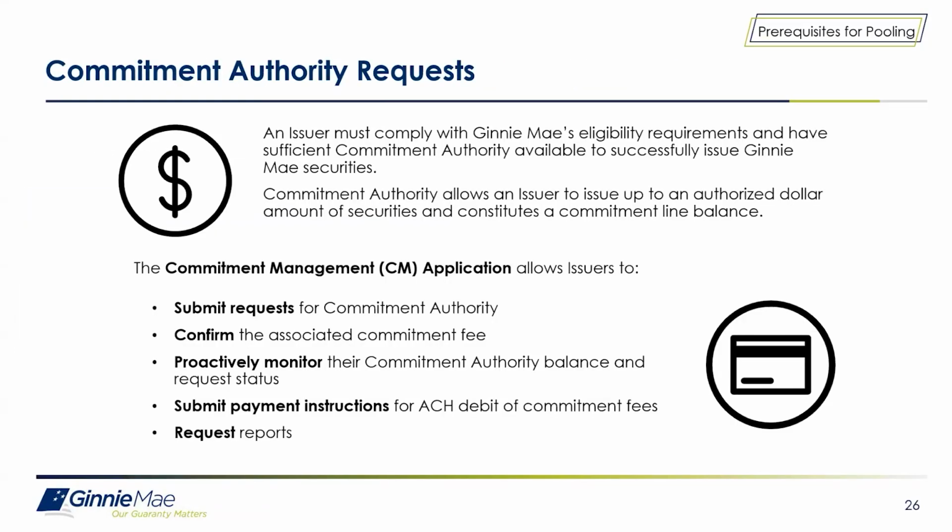And this will just tell you what happens in that space. An issuer must comply with Ginnie Mae eligibility requirements and have sufficient commitment authority available to issue Ginnie Mae pools and generate securities. Commitment authority allows an issuer to issue up to an authorized dollar amount of securities and constitutes a commitment line balance. So the other section just tells you what the system does.